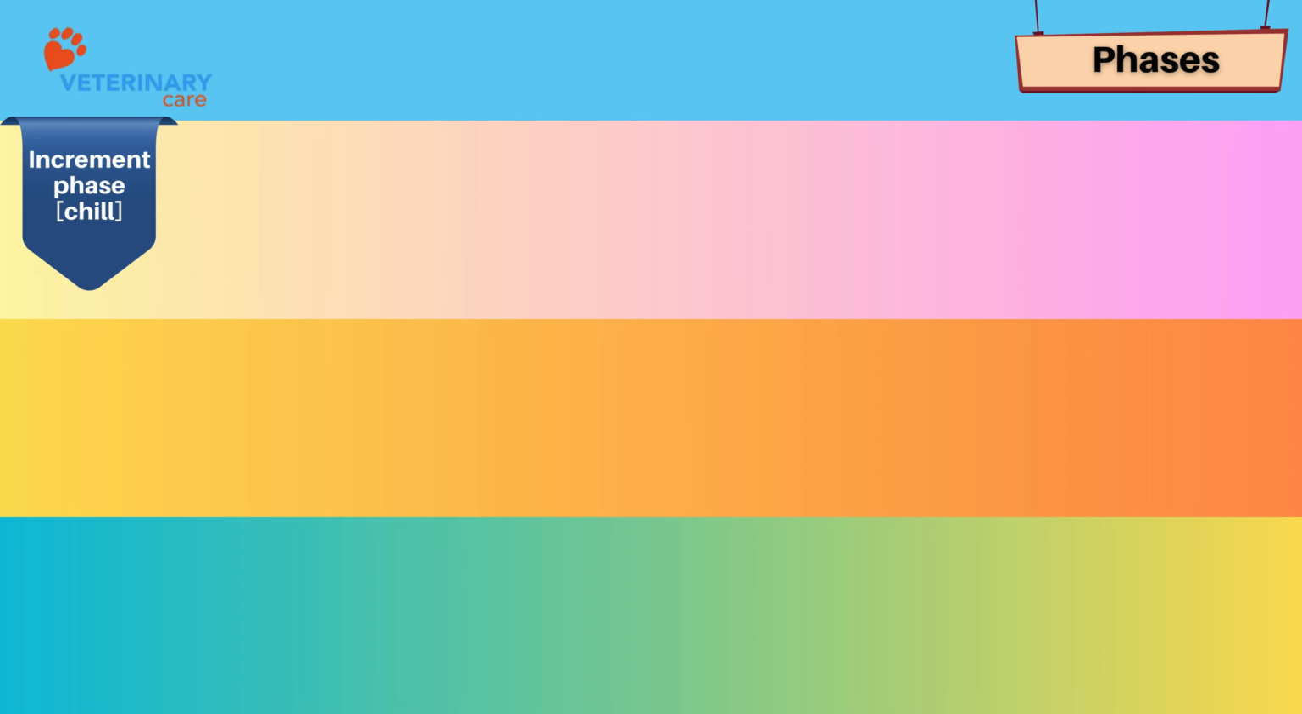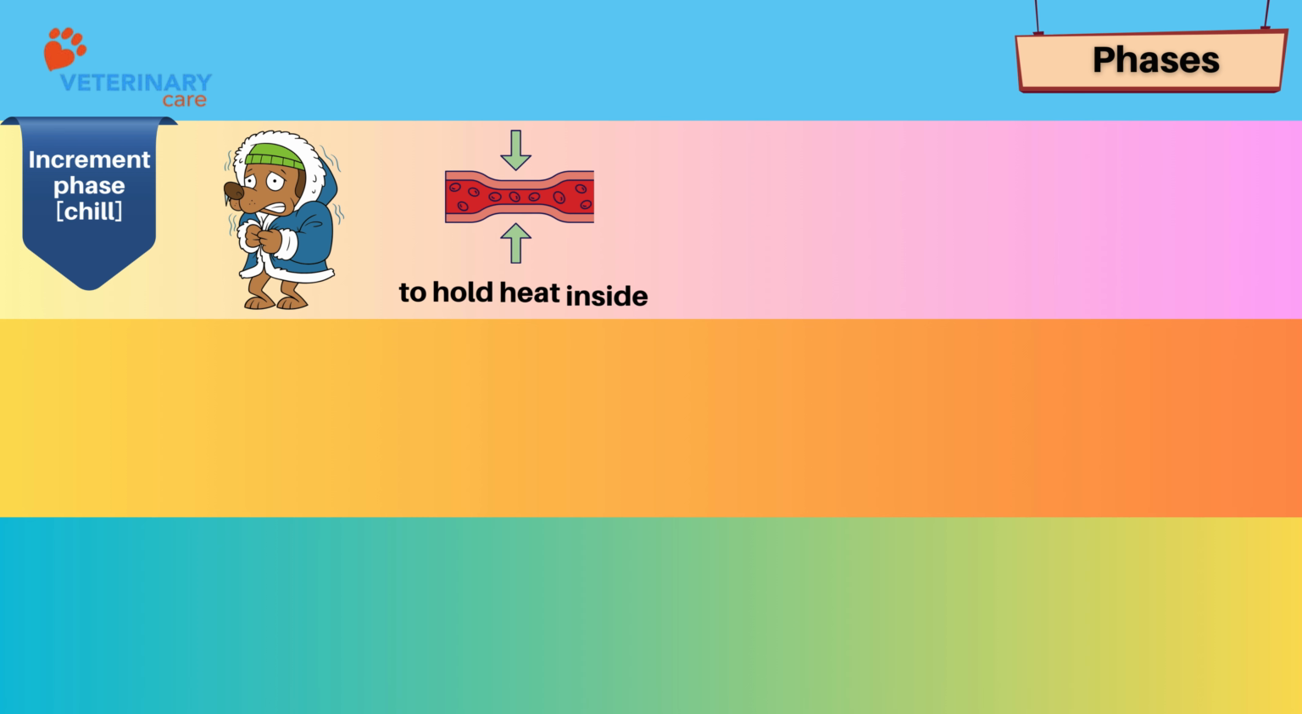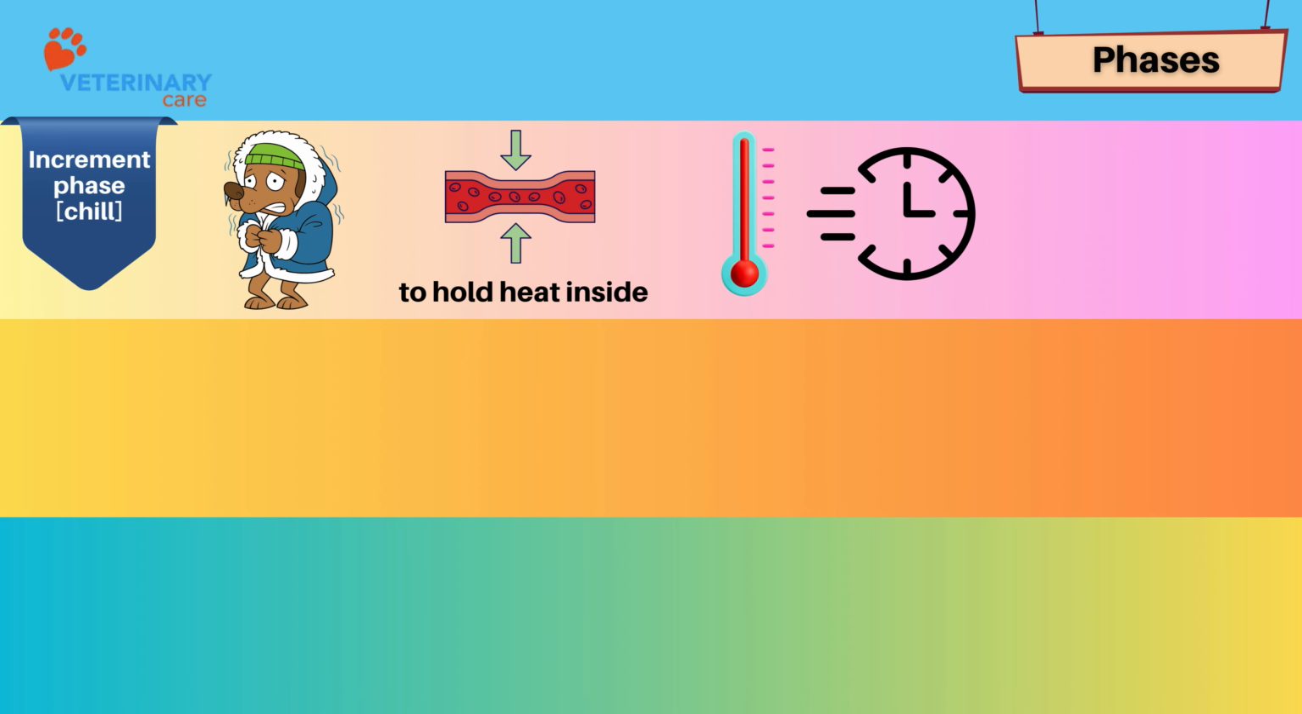Fever usually has three phases. First, increment phase, chill, this is the beginning stage. The animal feels cold and may shiver. Blood vessels tighten to hold heat inside. The body temperature starts to rise quickly.